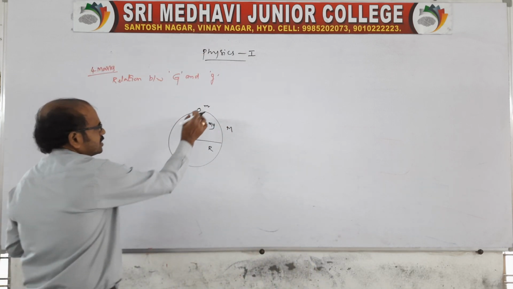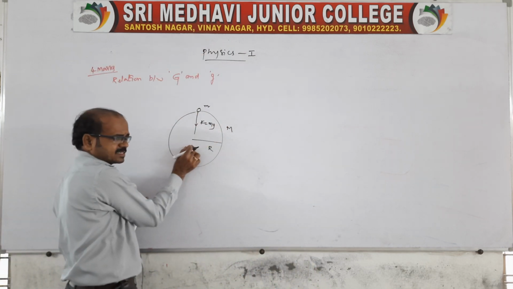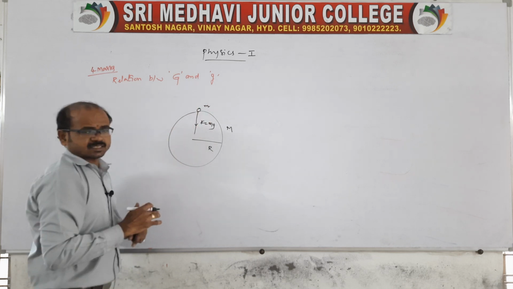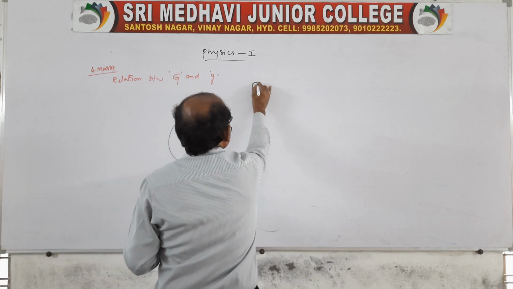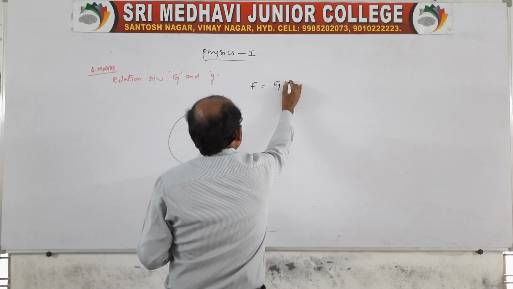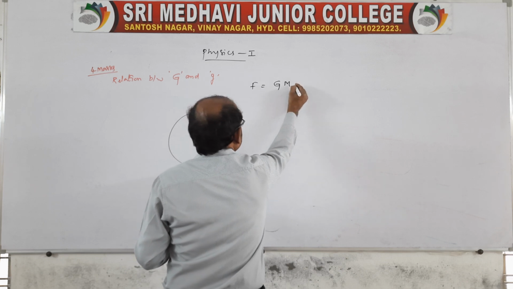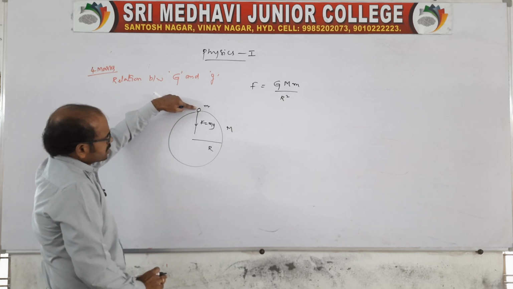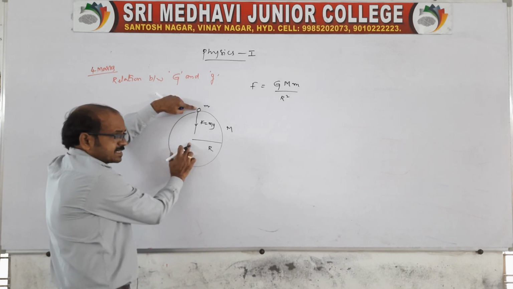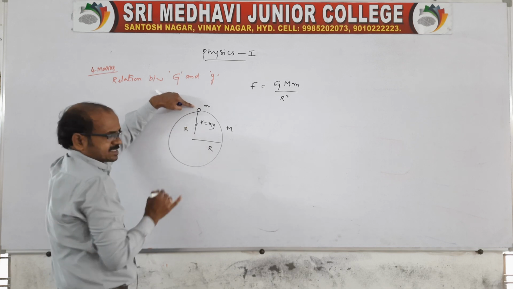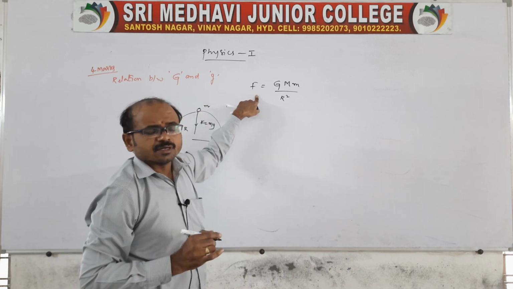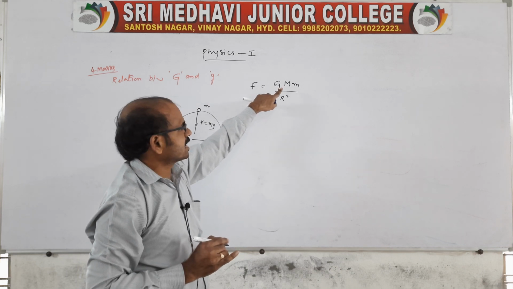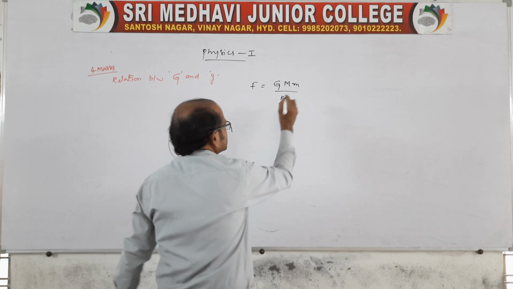On the basis of that, the weight of the body acts towards the Earth's center, and there will be a force of attraction between the body of mass and the Earth's mass. The force which we can call the universal gravitational force, capital F, is equal to capital G, capital M, small m by r square, because the distance between the small mass of the body and the Earth's center is capital R, that is, the radius. So the universal gravitational force is equal to capital G, capital M, small m by r square. This is equation 1.